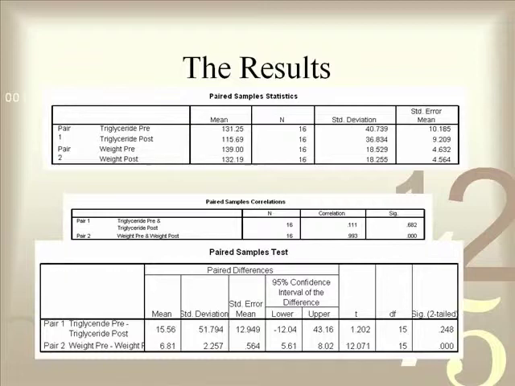That means dependent t-test. We have the t-value for the triglycerides. t equals 1.202 with a significance level of 0.248, and for the weight levels, the t-score is 12.071 with a significance level of 0.